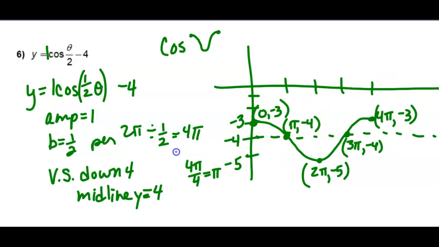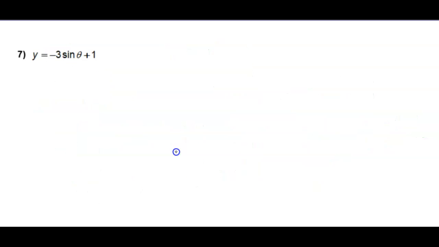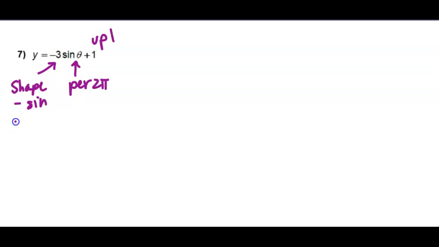All right, that's why I like drawing them freehand. Okay. Number 7 is also only a vertical shift. This shift is up 1. The period, the B is 1, so the period is just 2 pi. The shape is a negative sine, so it's going to start and go down first because of the negative, but the amplitude is still just 3. The negative is not the amplitude.